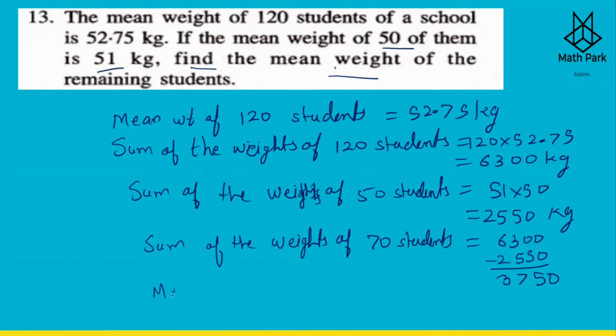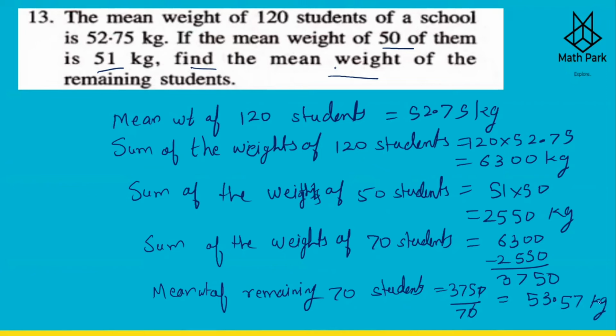So now we find the mean weight of the remaining students. So the mean weight of the remaining 70 students is equal to 3,750 divided by 70, which we get as 53.57 kg. Got it?